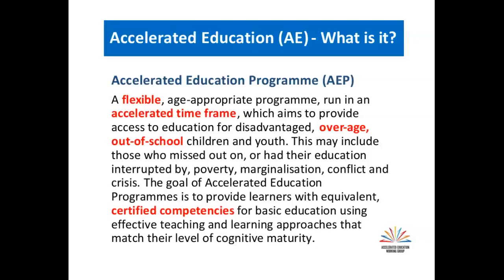One of the key things is these programs should target those who are out of school for a multitude of reasons. But these students should be over age and out of school. They may have never started, or they've missed out on so much education that they've become overage for their grade. This is one of the key differences between students eligible for accelerated education programs and those eligible for catch-up programs. Accelerated education programs are specifically for over age and out of school children and youth. And the Accelerated Education Working Group also emphasizes that programs should provide learners with recognized certification, so that when they complete, they can transition. We're going to look at transition in this next slide.